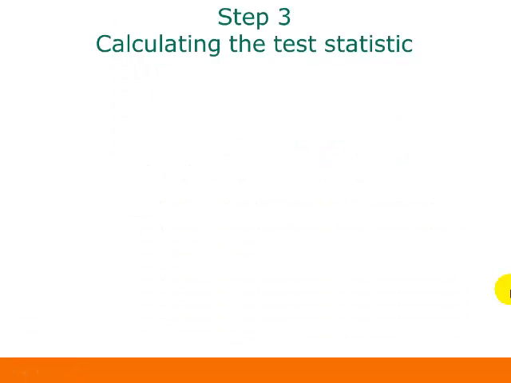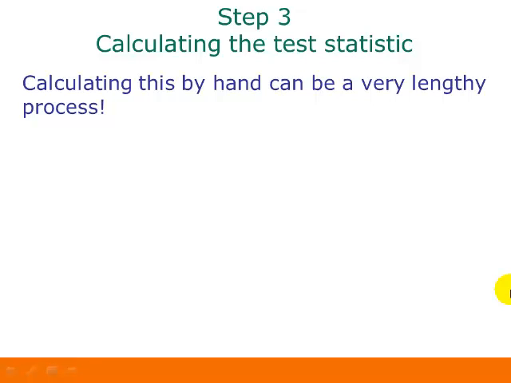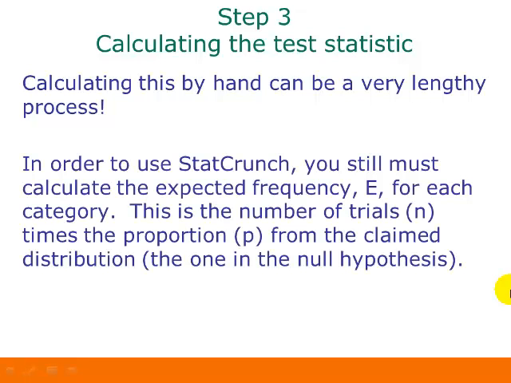Now, the next place that this is a little bit different is in step 3, where we're calculating the test statistic. And remember, we looked at the formula a couple slides back. It's very complicated, and especially if you have quite a few categories, calculating this by hand can be a very lengthy process. So we're going to talk about how to do this using technology. Now, in order to do this with StatCrunch, you still have to calculate the expected frequency for each category, but that's really not very hard, because all this is the number of trials, which is n, times the proportion p from the claim distribution. So you just do this for each one of the different categories.